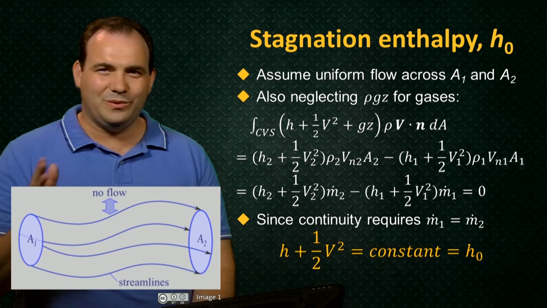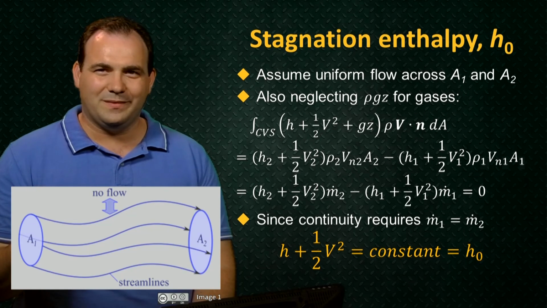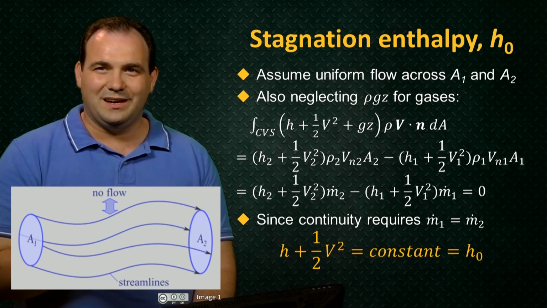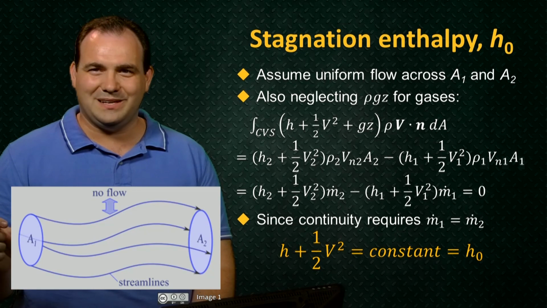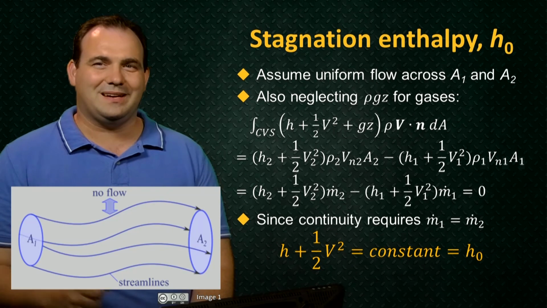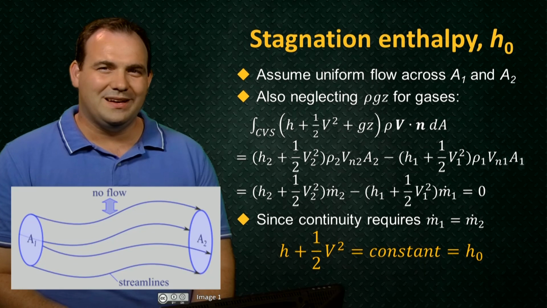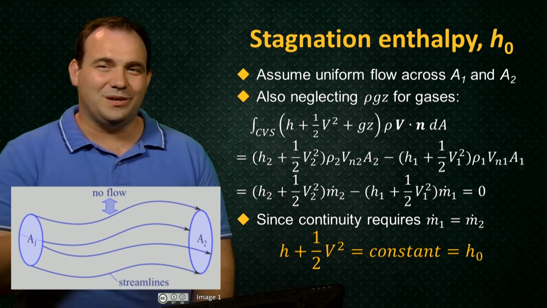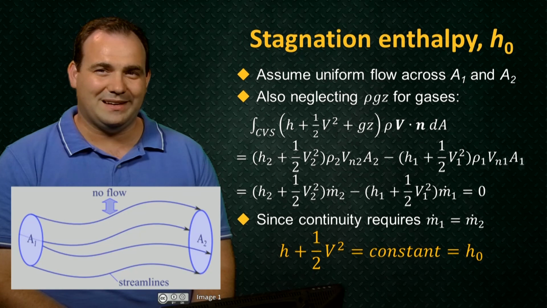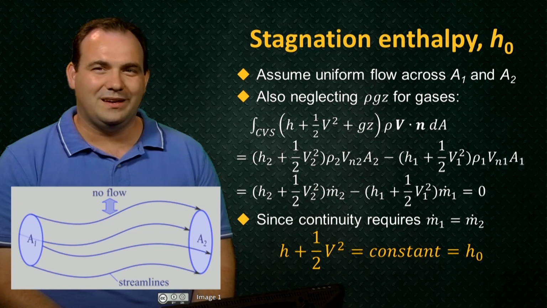So if we have a fluid flowing with velocity v, and it has enthalpy h, and then we bring it to rest, then the resulting enthalpy when it's stationary is going to be equal to this stagnation enthalpy h naught. So you can see that we've successfully related the velocity to the thermodynamic state of the gas, at least the enthalpy. In the next module, we're going to look at how the remaining thermodynamic properties change.